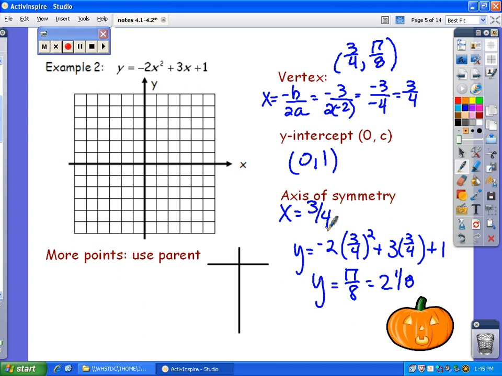Alright, let's graph what we've got. So we've got (3/4, 2 1/8). We've got (0, 1). Alright, let's get a couple more points from here. Parent graph's not going to do us that much because it's going to be hard to count from that weird vertex. So let's just plug in a value. We need something on the right-hand side. So let's plug in 2. So I'm going to substitute, find out what y is when x is equal to 2.